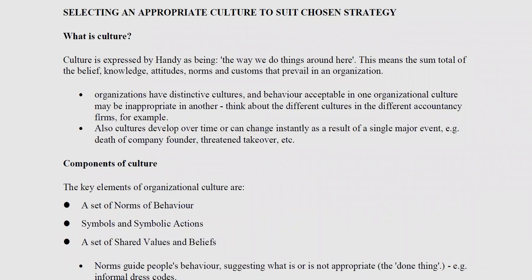What is culture? Now, culture is expressed by Charles Handy as being the way we do things around here. This means the sum total of your belief, your knowledge, your attitudes, your norms, customs that prevail in a particular organization. So organizations have distinctive cultures, and behavior acceptable in one organizational culture may be inappropriate in another.